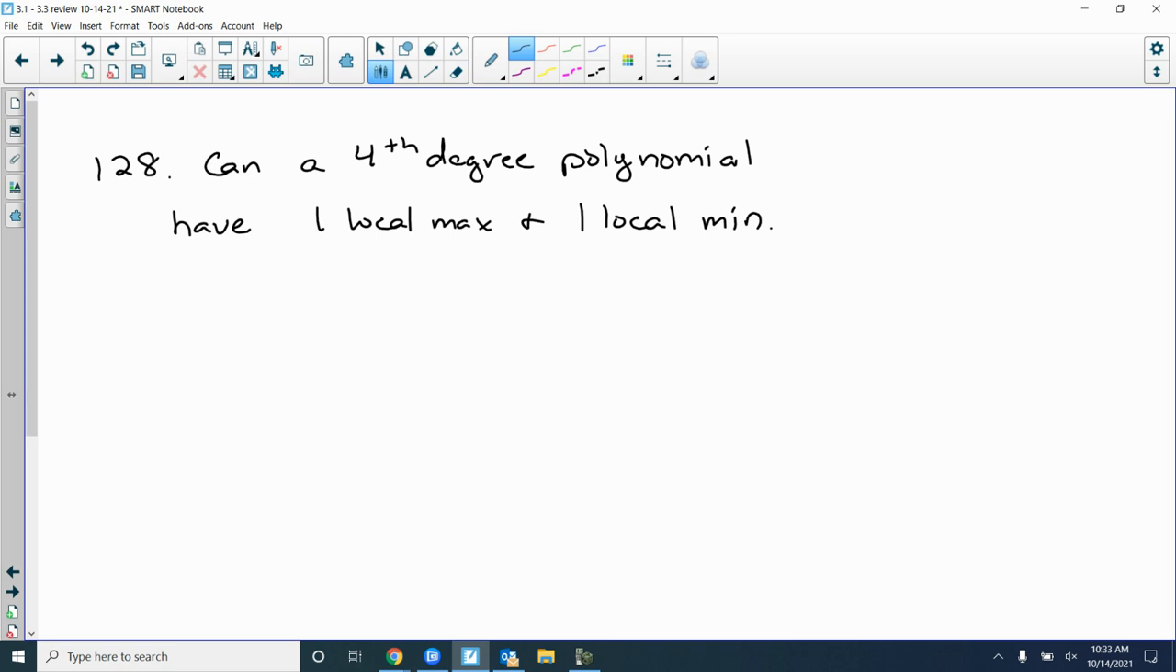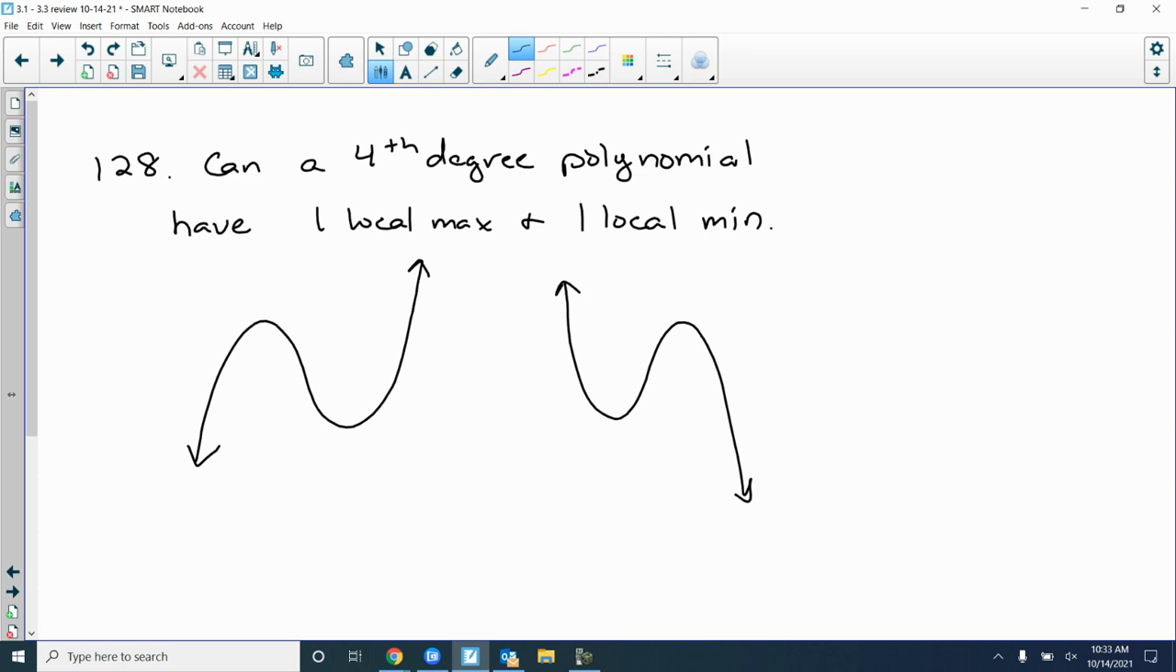So if I'm drawing this to have one local max and one local min, there's my local max, there's my local min. Can it look any other way? Yeah, the only other thing is you could do this. But can you come up with anything else? Which way does it have to open? Opposite ways, which means the minimum degree would be third, but what else could it be? Anything odd. So any graph with one local max and one local min has to be an odd degree.